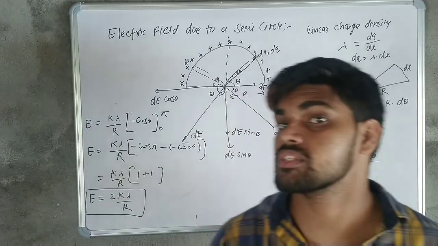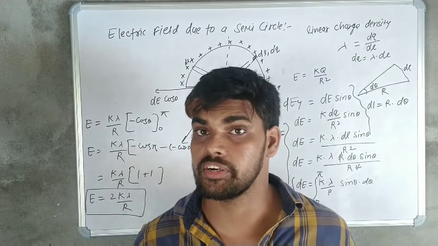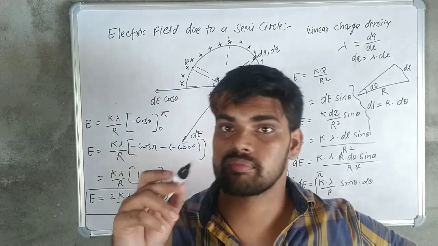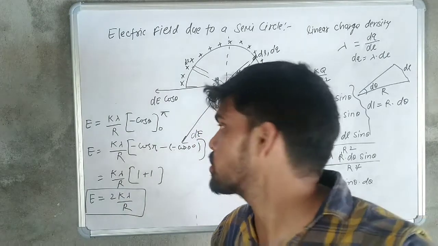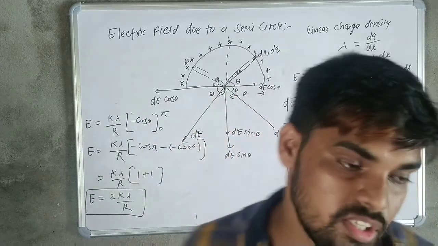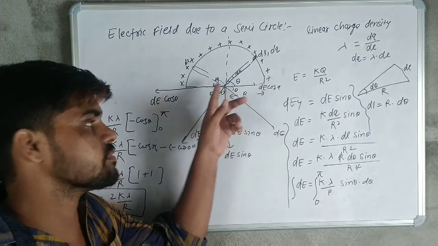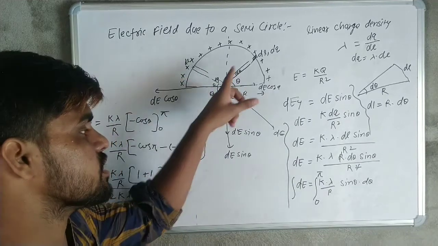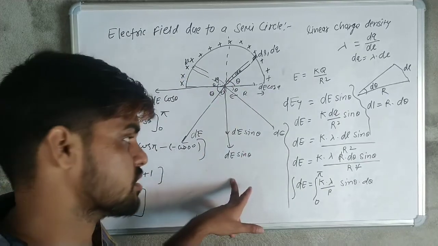You can ask me what the electric field due to the whole circle is. The electric field due to the whole circle will be 0, because for a semicircle the x component is cancelled, and if this is a whole circle, the y component will also be cancelled out.